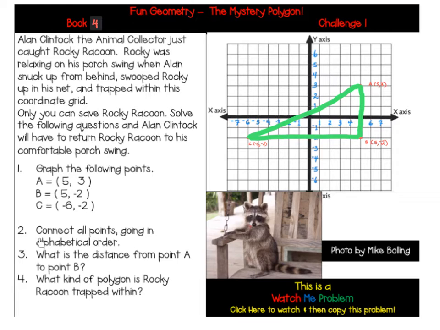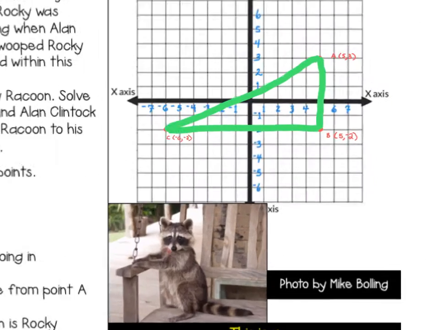All right, so now we're done with part 2. We have connected all of the dots, and now we must discover what is the distance from point A to point B. So we're coming all the way from point A down here to point B. Now there's a couple of different ways that you can do this.